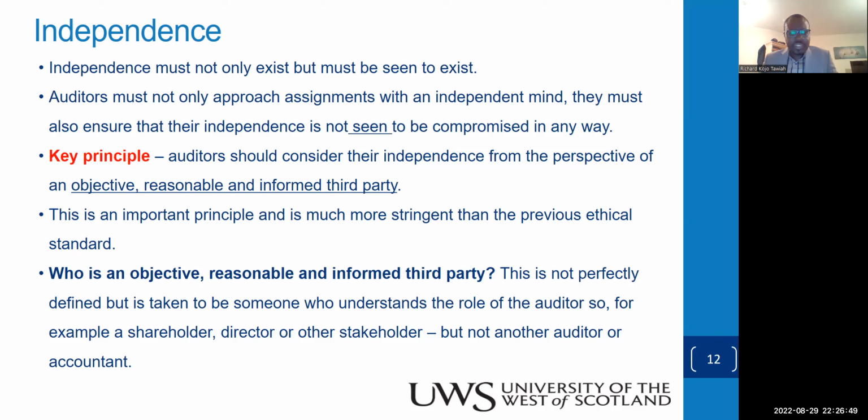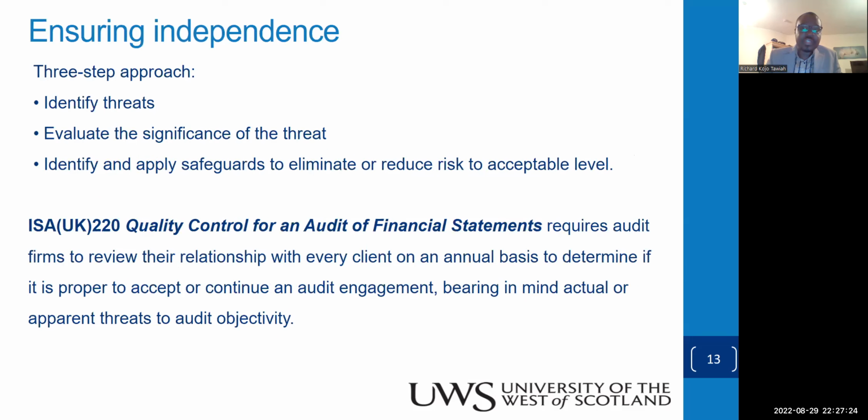Now, the key principle I mentioned: auditors should consider their independence from the perspective of an objective, reasonable, and informed third party. Somebody sitting outside, how would they see you dating the secretary to the CFO? How would they see you? But the question is, who is an independent, objective, reasonable, and informed third party? It's not clearly defined, so sometimes it raises questions. Is it a shareholder? Is it a director, or any other person out there? That raises a question of who an informed, reasonable third party is.